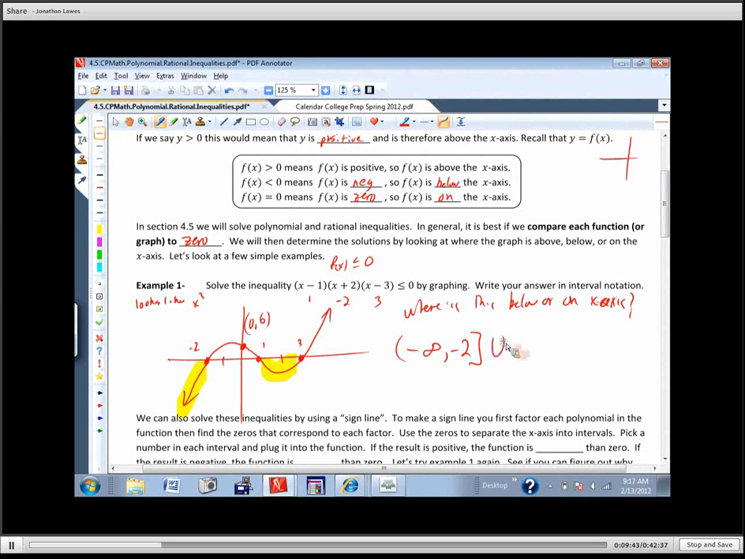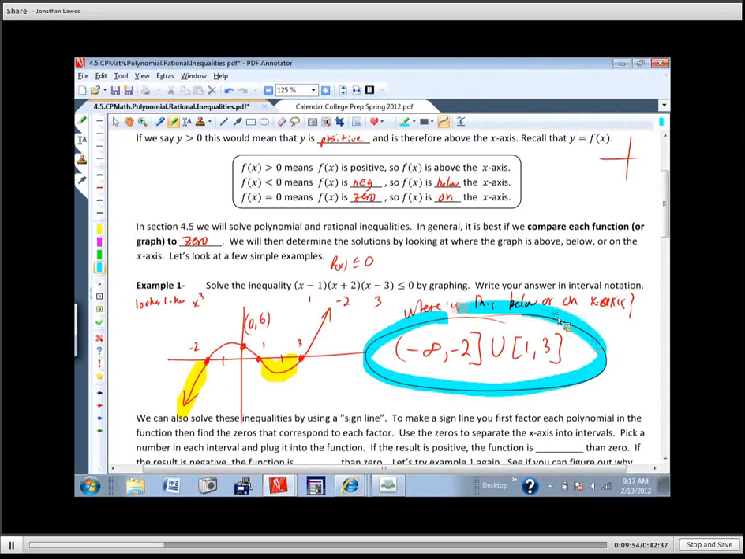And then where is it below again? 1 to 3, and those are square brackets also. That right there is the answer. This is it.